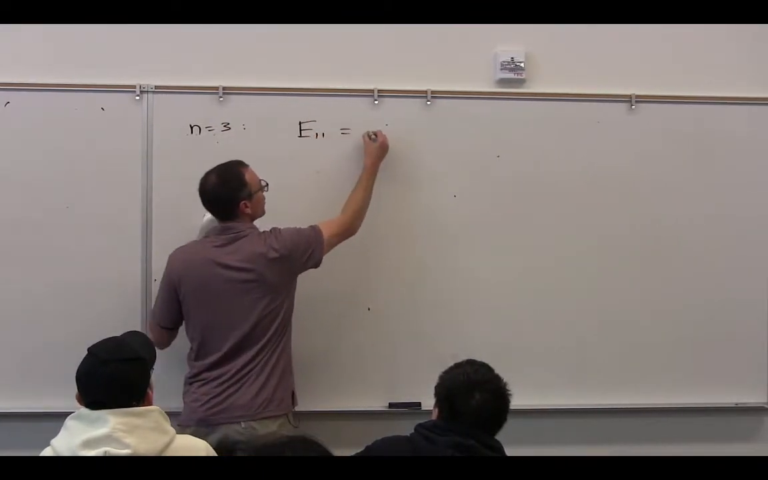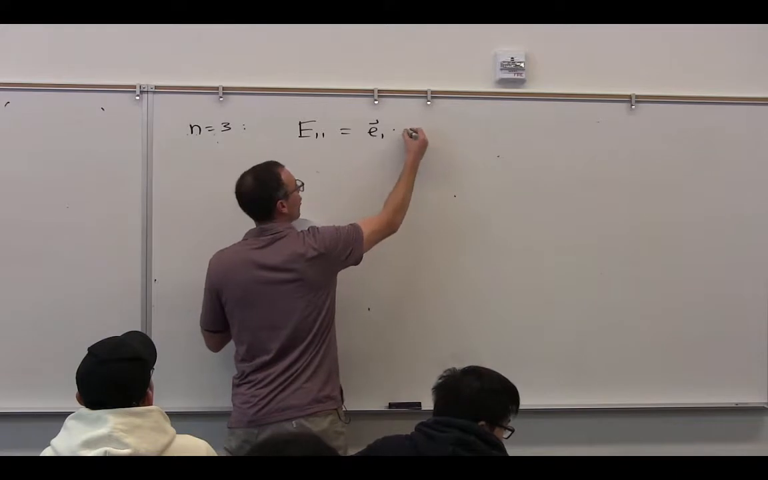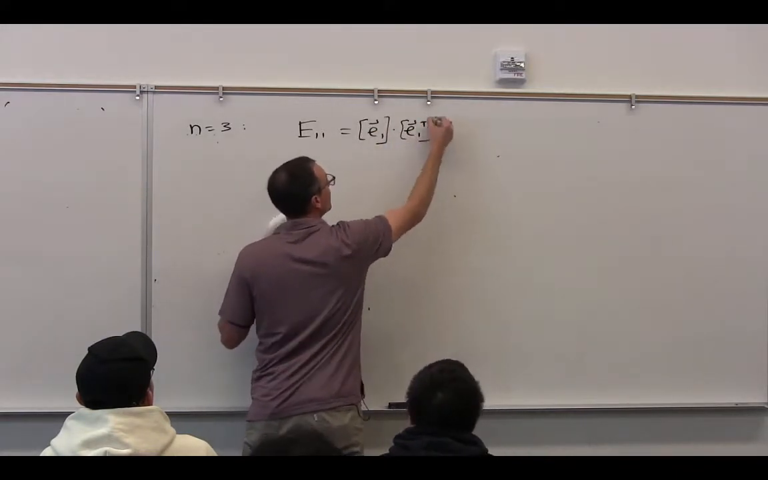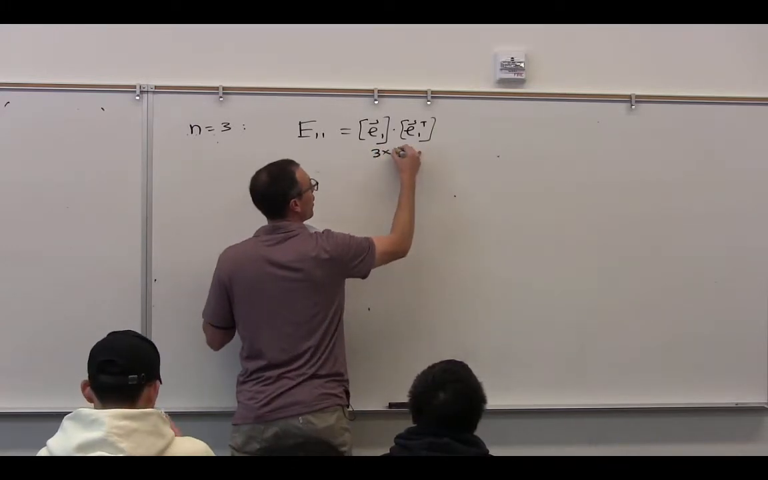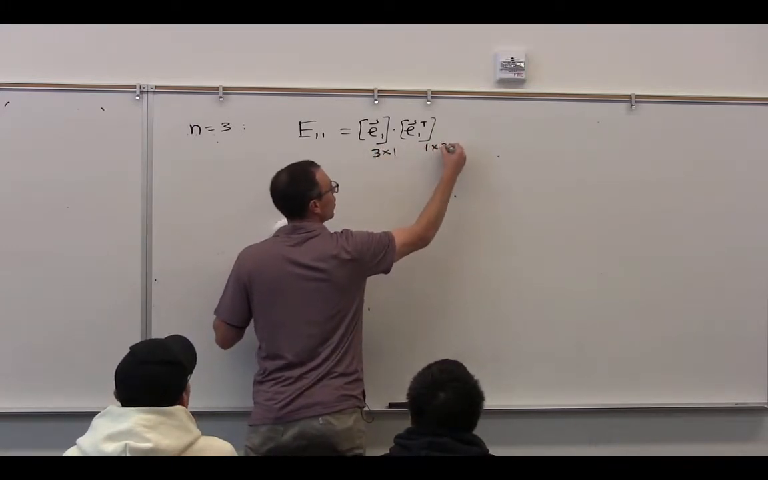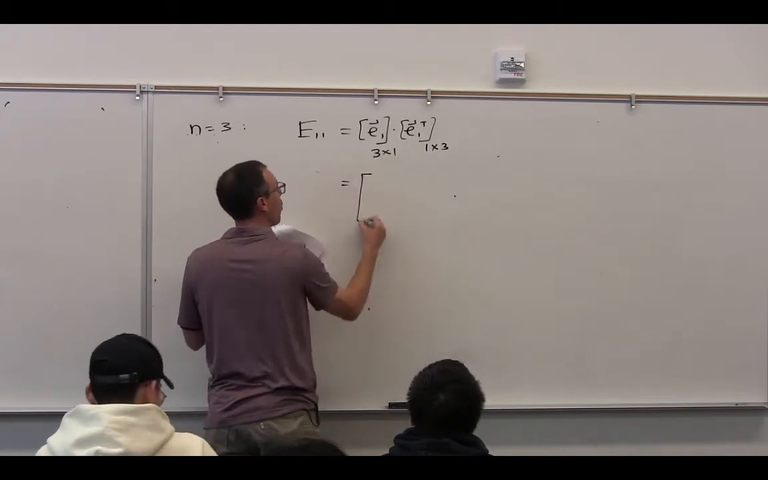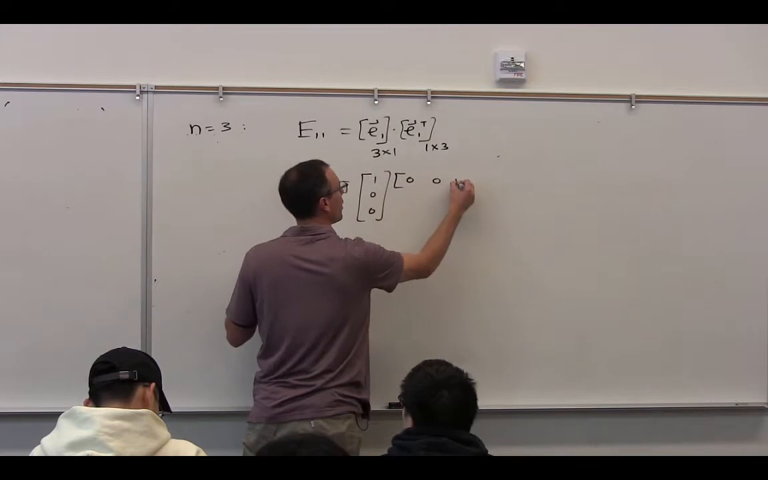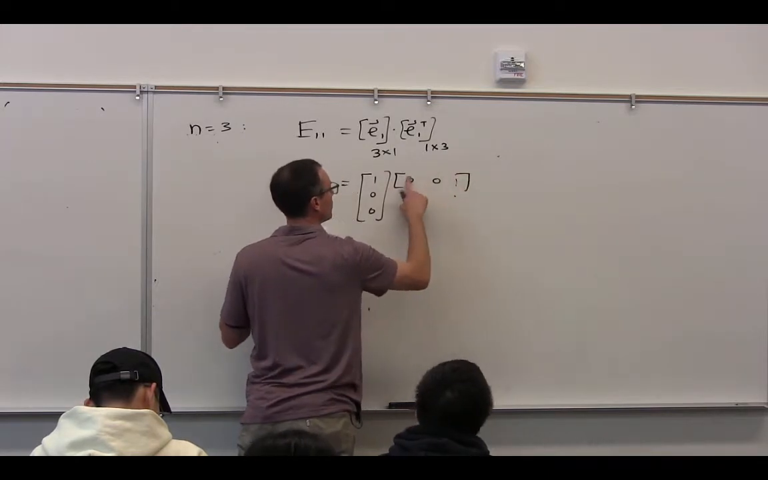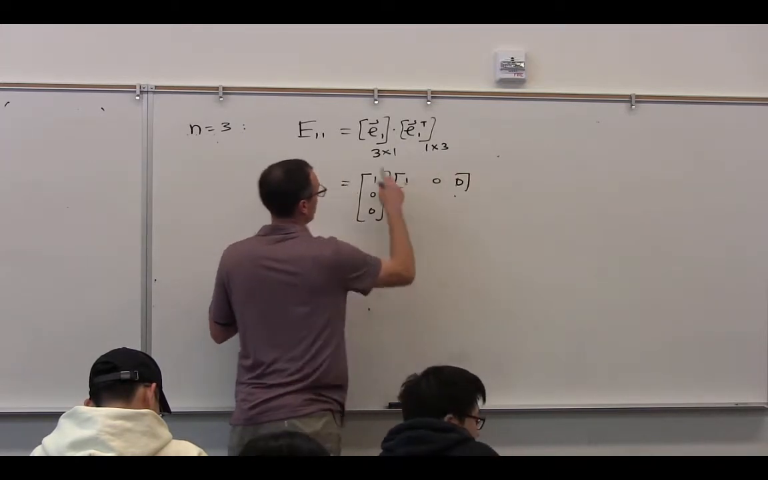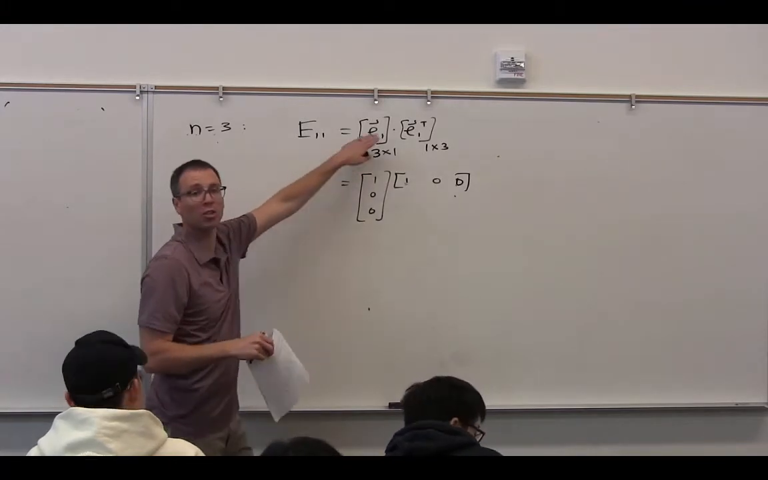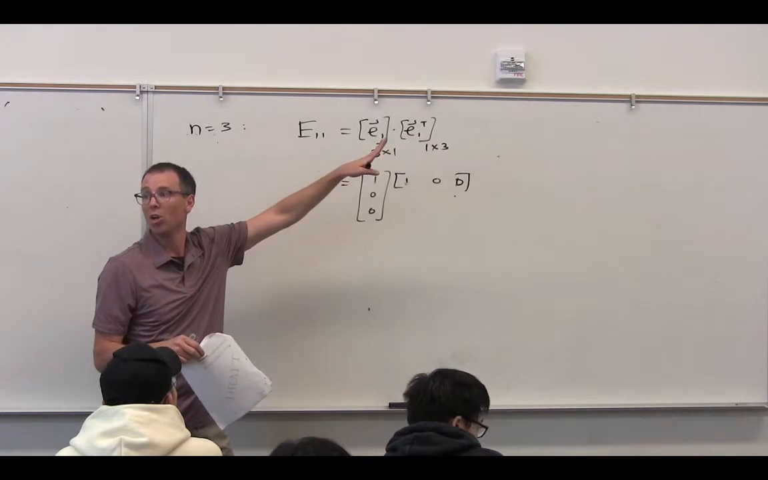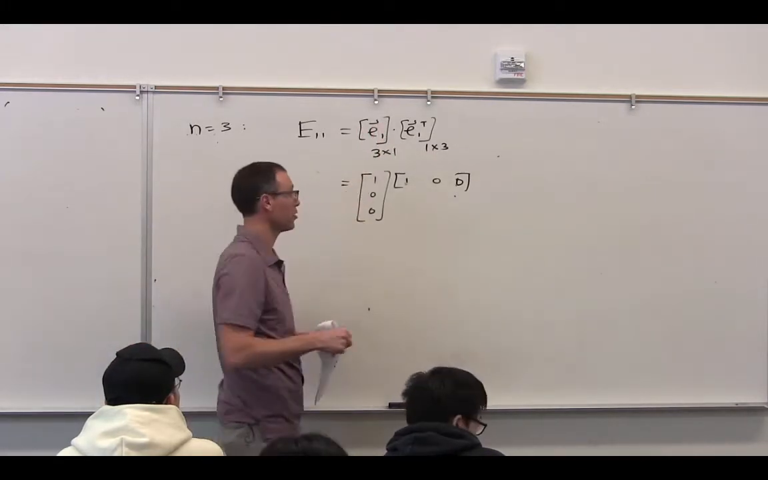Let's do 1, 1. This would be E1, outer product, E1 transpose. How big is E1? 3 by 1. How big is E1 transpose? 1 by 3. The moment I see this is a 3 by 1 and that's a 1 by 3, how do I know it's an outer product and not an inner product? Outer product on the left has a column vector, on the right has a row vector. Inner product, both of them are column vectors, in the case we looked at.